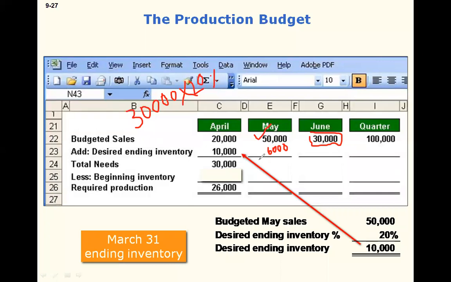Now 6,000 plus 50,000, that will be how much? Total need will be 56,000, right? Yeah. 56,000. Yes.